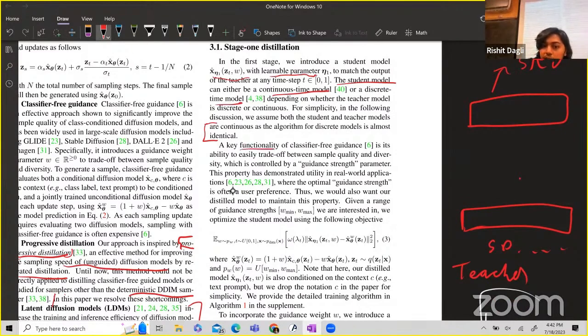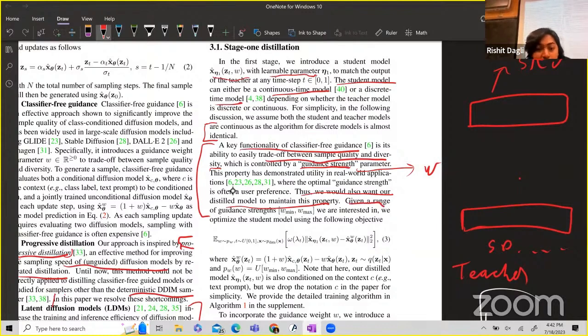They say a key functionality of classifier-free guidance is its ability to trade off between sample quality and diversity, which is controlled by a guidance strength. At least in the classifier-free guidance paper, this was w, and this tells us how much guidance we want. Then they explain that w is valuable, and thus we would want our distilled model to maintain this property. Okay, so all of this paragraph can be dumbed down to: w is a hyperparameter. That's a simple explanation of all of this. Okay, I get it.